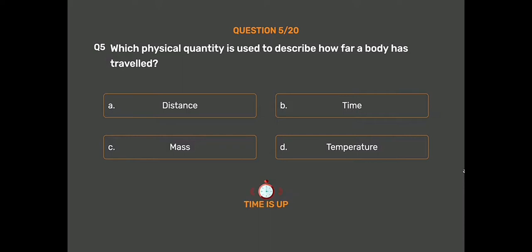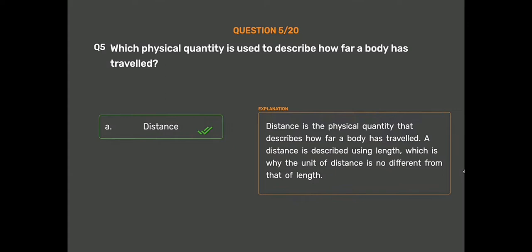The correct answer is option A. Distance. Distance is the physical quantity that describes how far a body has traveled. A distance is described using length, which is why the unit of distance is no different from that of length.